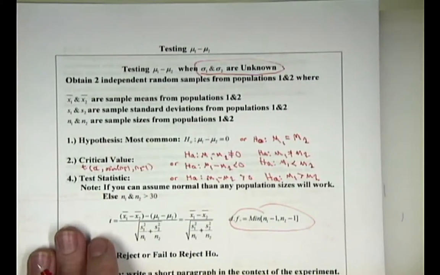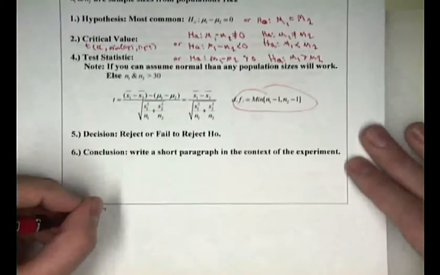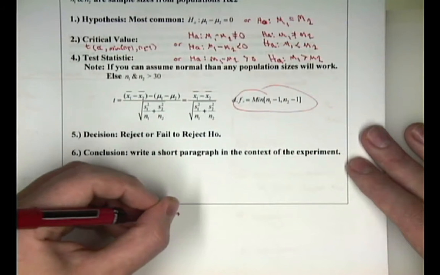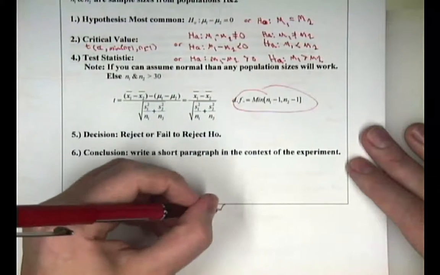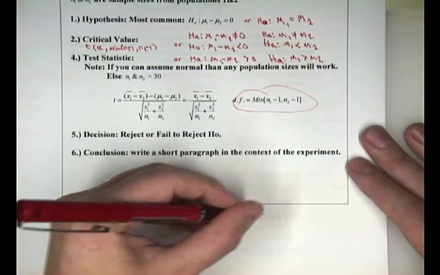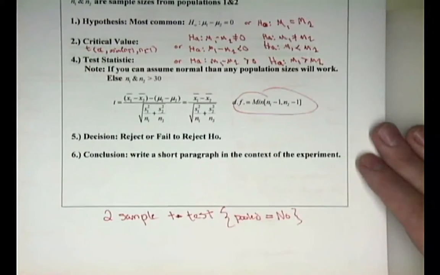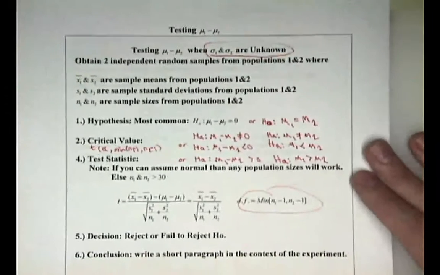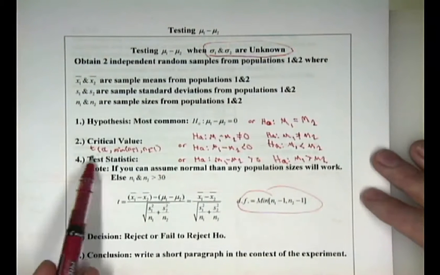If you're doing the p-value method, you're going to want to do a 2-sample t-test in your calculator. And the pooled standard deviation is no, meaning there is no pooled standard deviation. Pooled standard deviation is reserved for if sigma 1 equals sigma 2, and we're not assuming that here. We're just assuming that we don't know them at all. So we're going to be doing a t-test.